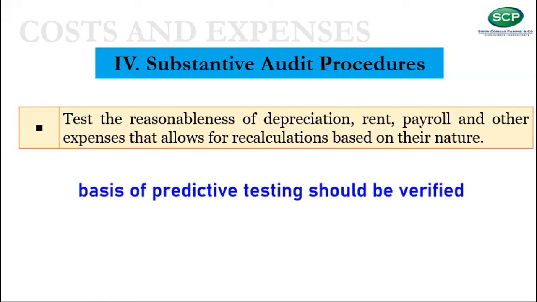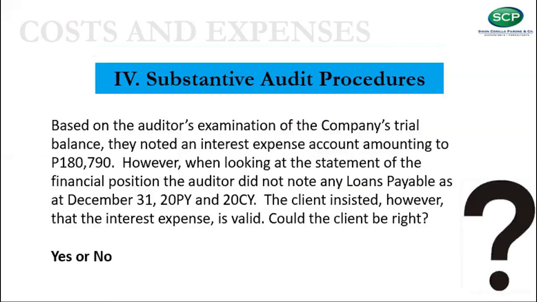So to finish this training session, let's answer the following question very quickly. Based on the auditor's examination of the company's trial balance, they noted an interest expense account amounting to 180,790. However, when looking at the statement of the financial position, the auditor did not note any loans payable at the end of the prior year and the end of the current year. The client insisted, however, that the interest expense is valid. Could the client be right?